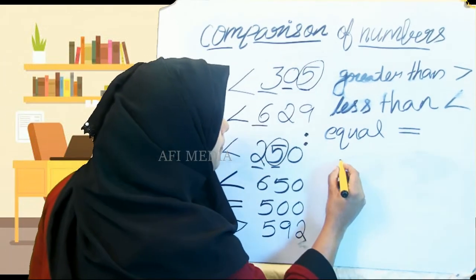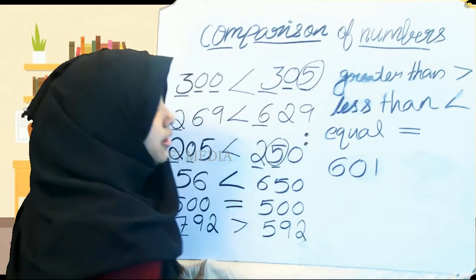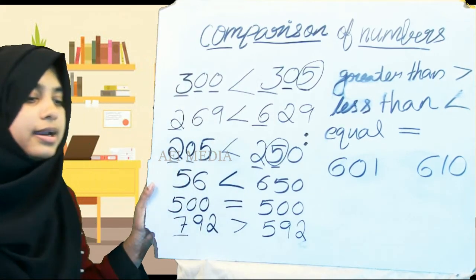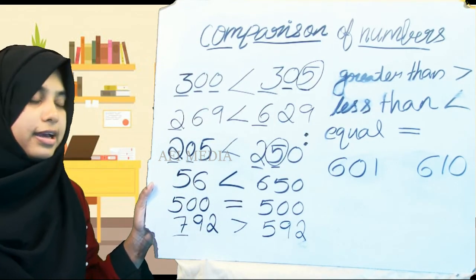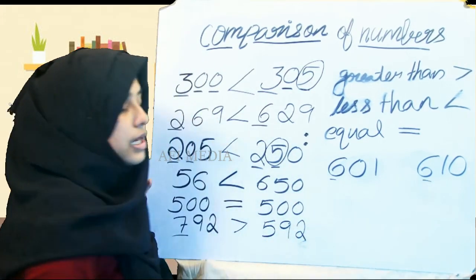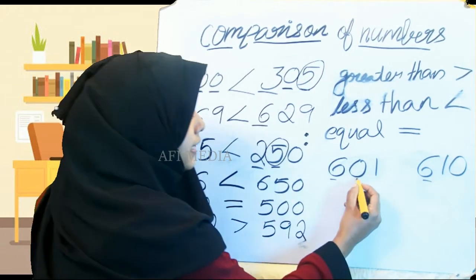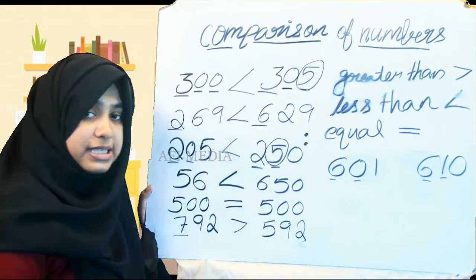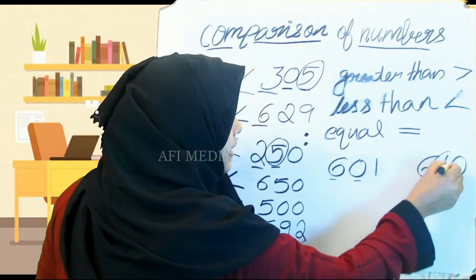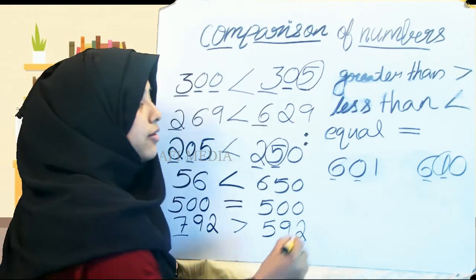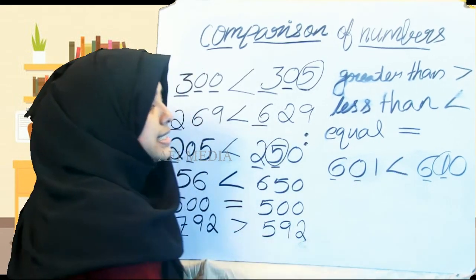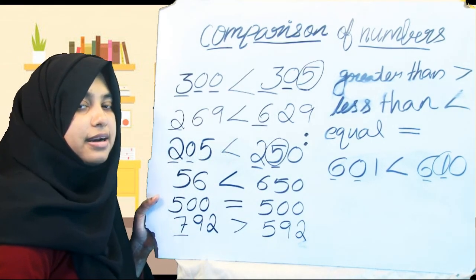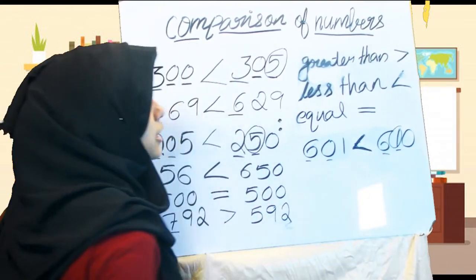Next one: 601 and 610. How can we identify this? First check the 100 place; 6 is equal here. Then we check the tens place. Here 0 and here 1. Which is the greater number? Yes, 1 is greater here. So we understand that 610 is greater than 601. You can understand this one.